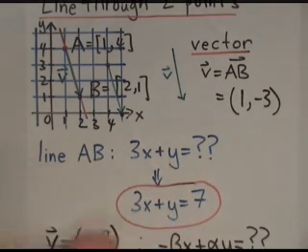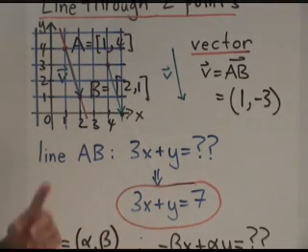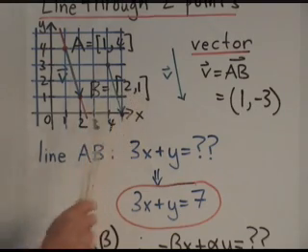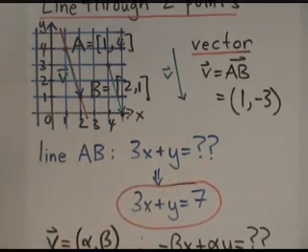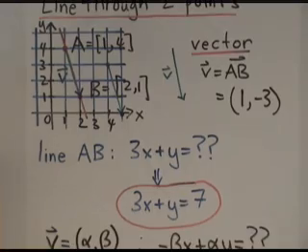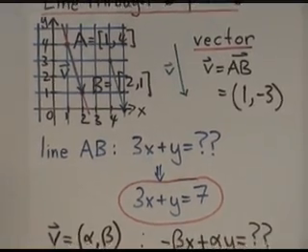That's easy to find. Just plug one of these points in here. If we plug x equals 1 and y equals 4 in, we get 7. And to check, we plug x equals 2 and y equals 1 in, we also get 7. So the equation of the line is 3x plus y equals 7.